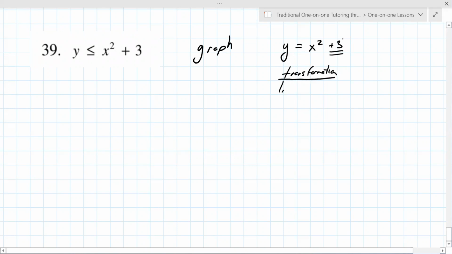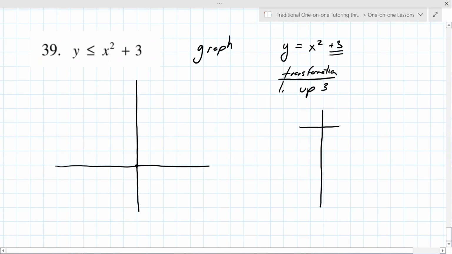What does this plus 3 do, if you remember? Oh, it goes up. It goes up 3, yeah. So your standard parabola starts at the origin. Maybe we will make a table. Your standard parabola is the following points. And I'm sure you've seen this before. So I'm just going to graph them here. Oops, that's wrong. Okay, so that's your standard parabola.